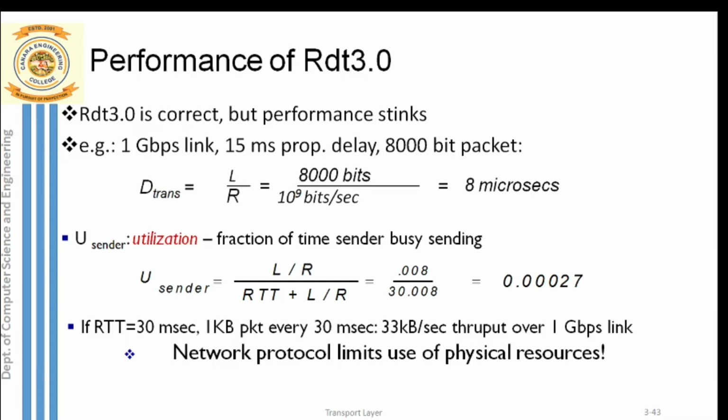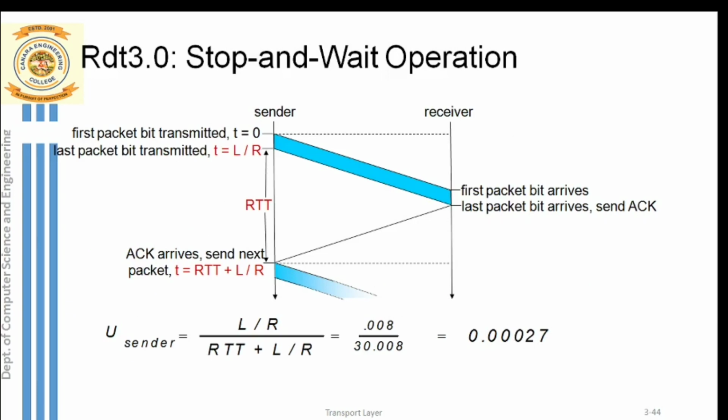Now we'll see whether this RDT 3.0 has high or low performance, or if there are any issues with it. If there are, we will have to go for the next improvised version of the reliable data transfer protocol. So we will see what the drawbacks of RDT 3.0, or of these RDT protocols, are. We will start with a flow diagram showing the stop-and-wait operation of RDT 3.0.